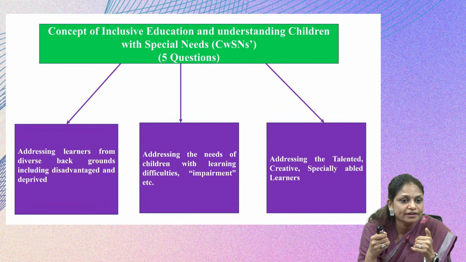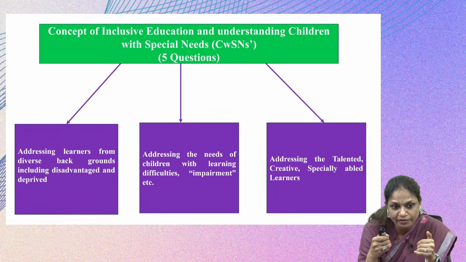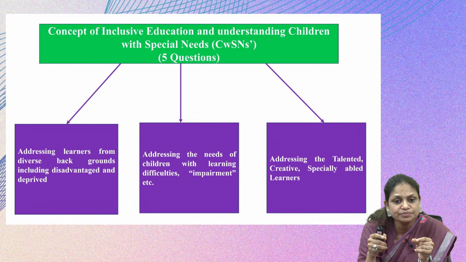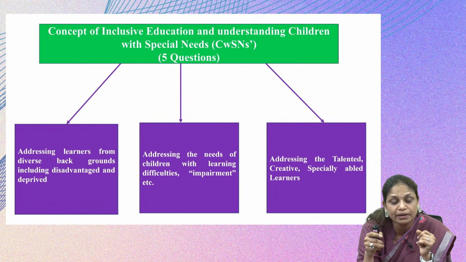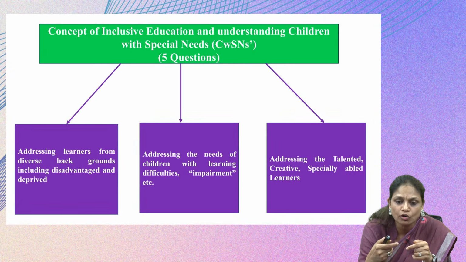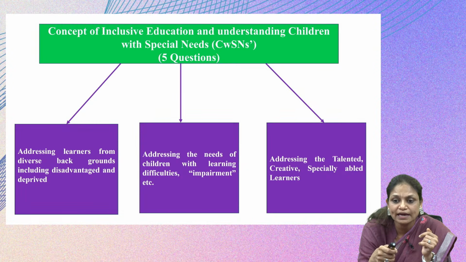The first is addressing learners from diverse backgrounds, including disadvantaged and deprived. From this, you could see it talks about disadvantaged and deprived learners. The second subsection is about addressing the needs of children with learning difficulties, impairment, etc. In the next discussion, we will talk about what learning difficulties and impairment comprise. And the third one is addressing the talented, creative, and specially able learners.